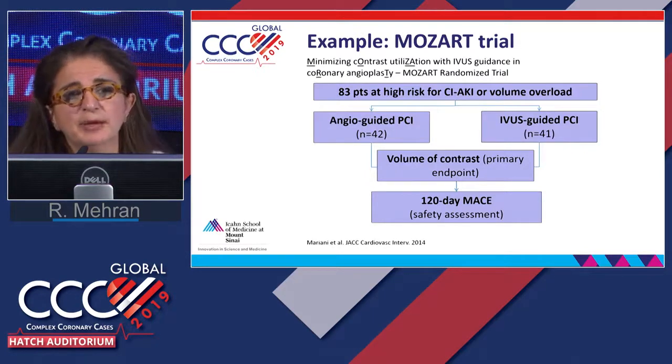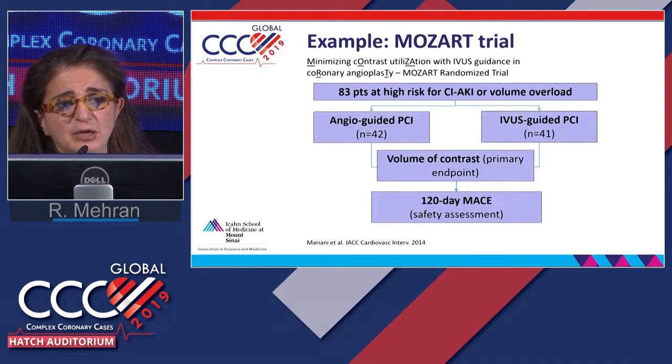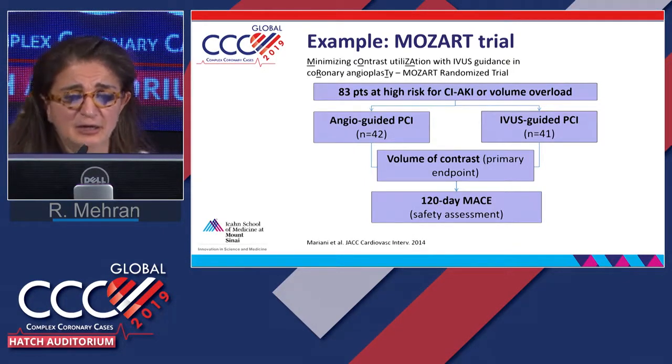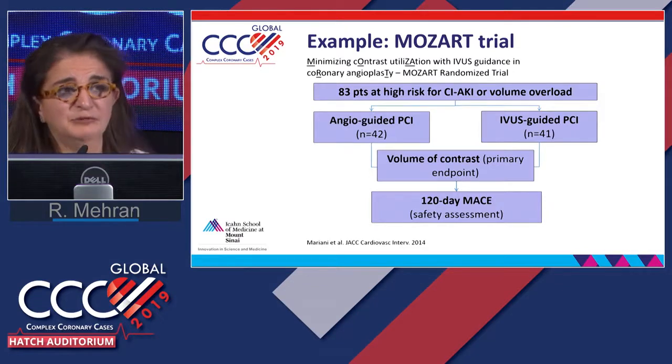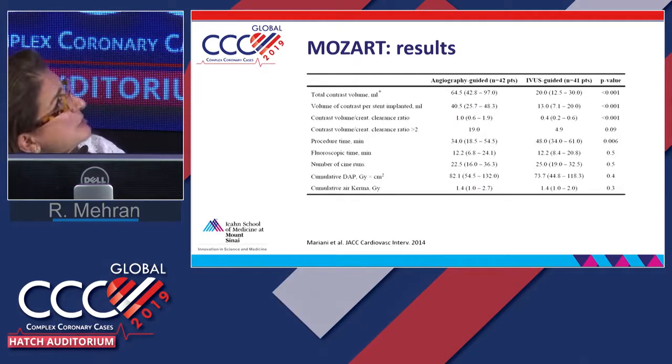So let's talk about minimizing contrast volume and what data we have available. The MOZART randomized study is the one randomized study with 83 patients using angio versus IVUS guided, and they looked at the primary endpoint of volume of contrast, obviously, and 120-day MACE rates.